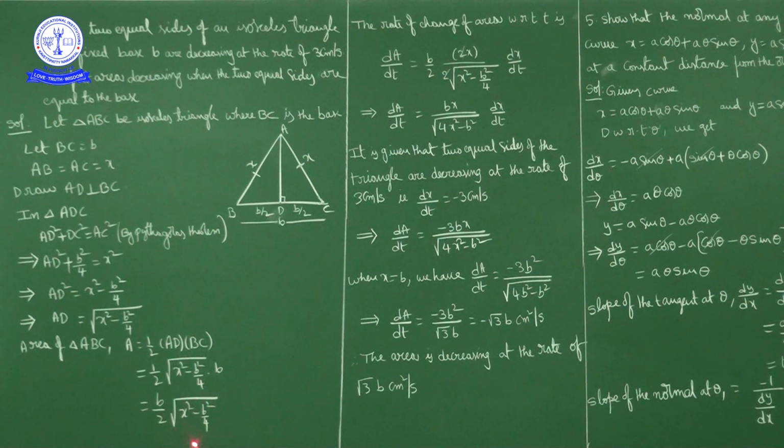Inside square root what we have? x square minus b square by 4. Inside quantity derivative, x square derivative 2x, b square by 4 is constant, derivative 0. So x square derivative 2x. So b by 2 into 2x upon 2 into square root of x square minus b square by 4 into x derivative with respect to t, dx by dt. Now here 2 cancel. Okay, I'll explain this step once again.